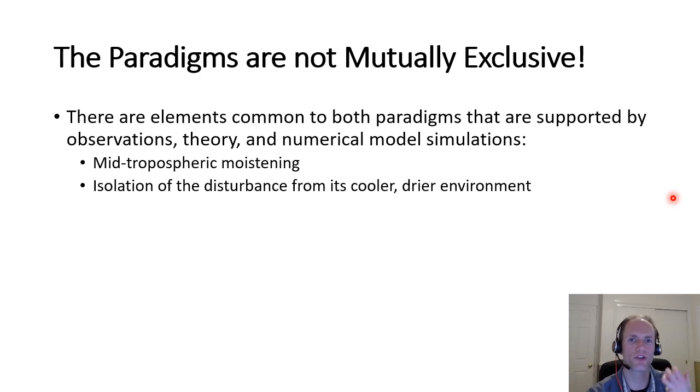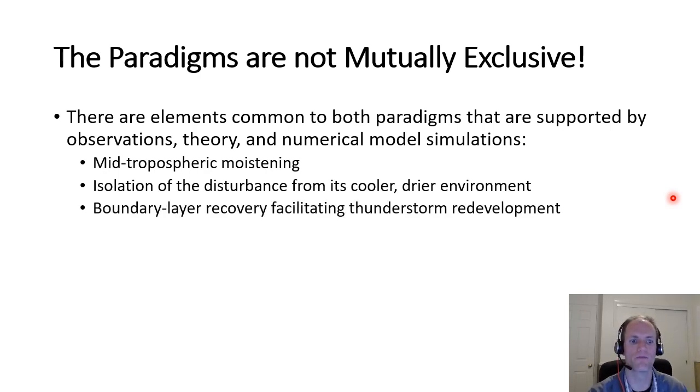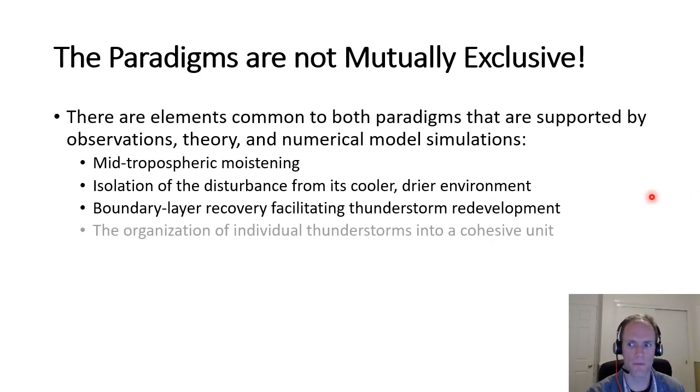You don't want to bring in cooler, drier air from the surroundings and thus lead to convection dissipating and leading to further evaporatively driven downdrafts. They both require boundary layer recovery from surface heat fluxes, moisture and heat, facilitating thunderstorm redevelopment. So you need thunderstorms to occur in both cases. One paradigm emphasizes the system scale set of thunderstorms, and the other emphasizes individual thunderstorms.